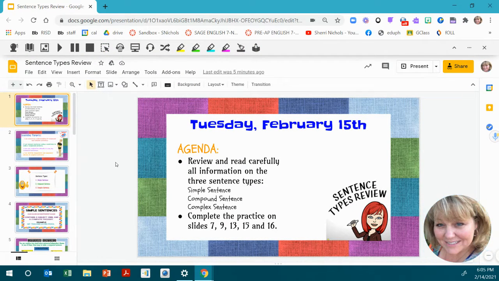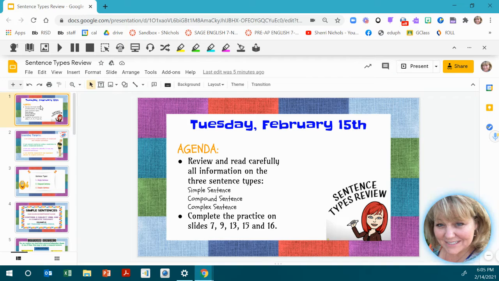Hi. This assignment on Tuesday, February 15th is a review for sentence types like simple sentence, compound sentence, and complex sentence. Once you've reviewed what those are, then you will complete the practice on slides 7, 9, 13, 15, and 16. Take your time with this, slow down. This is a very important lesson.